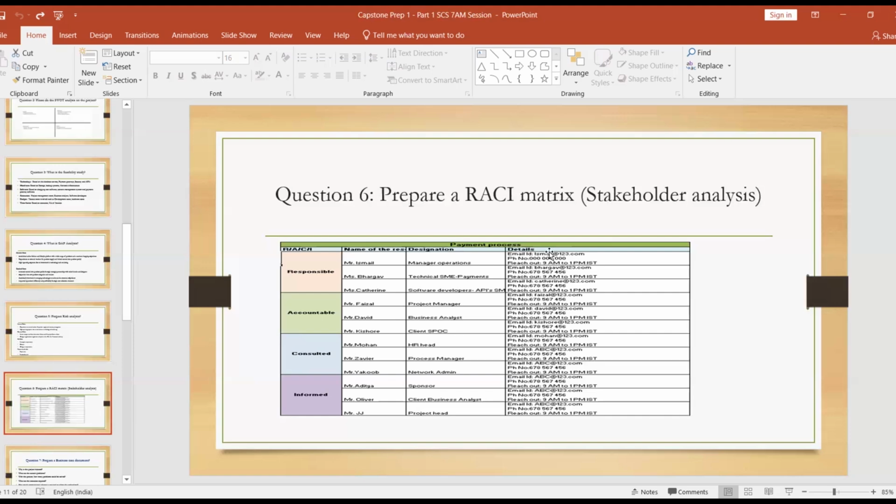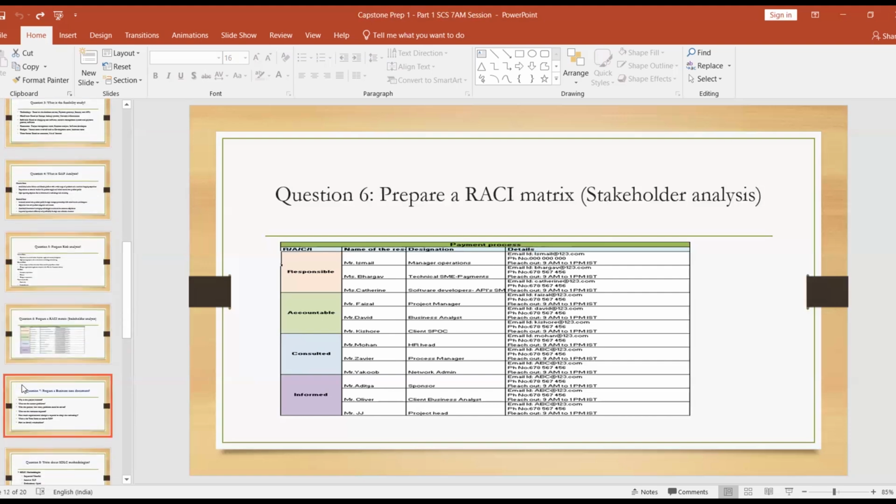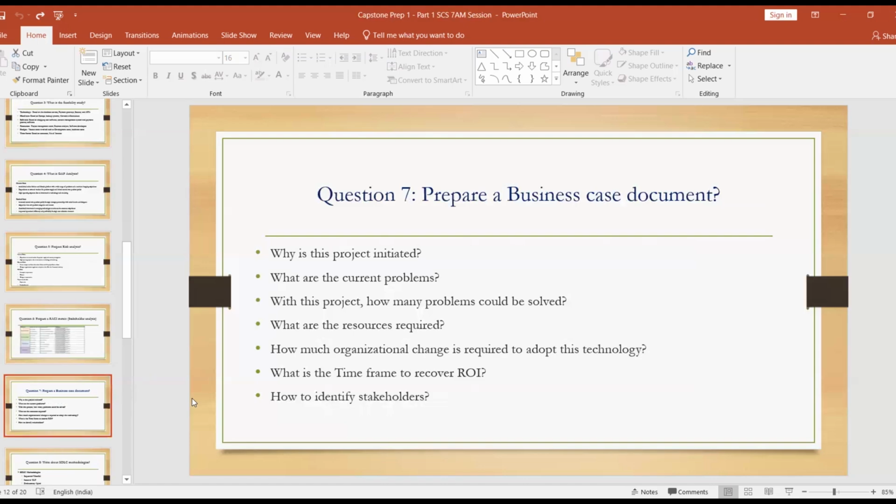So in a similar way, you have to prepare your RACI matrix for the particular case study which will be given to you. So question number 7 is nothing but the business case document.